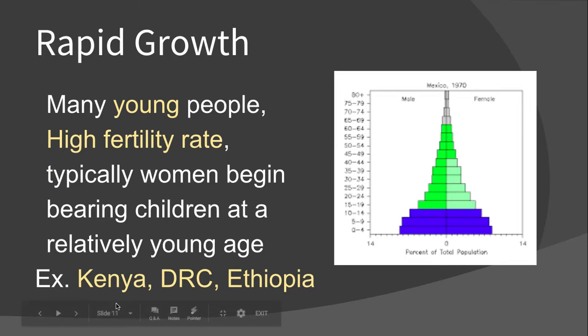All right, places like this: Kenya, the DRC, which is the Democratic Republic of the Congo, Ethiopia, Mexico a long time ago. This is 1970. It's obviously changed since then. Places like this. So typically these are developing nations. They have poor economies. Usually women aren't real active in their economy, and stuff like that. All right.